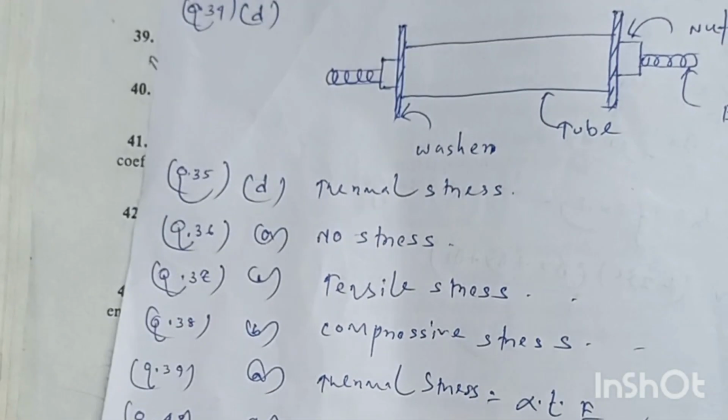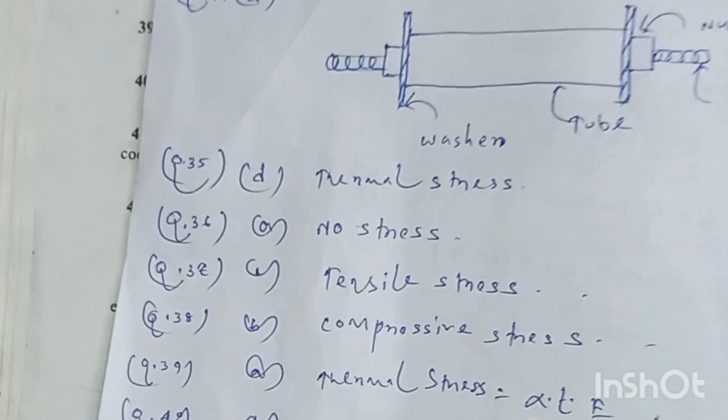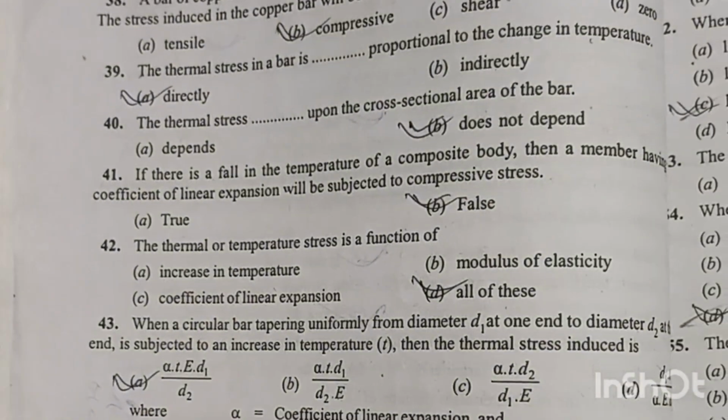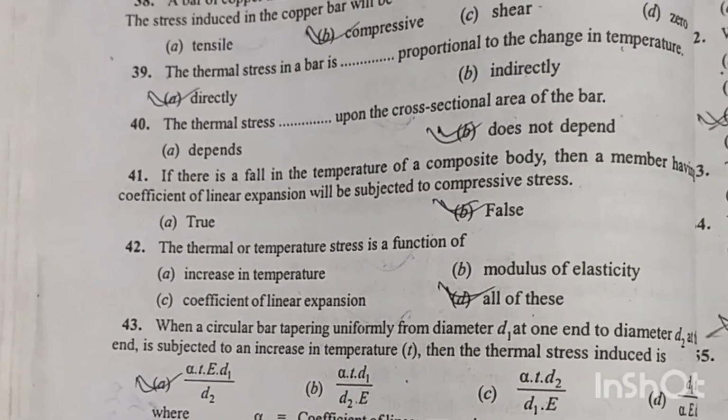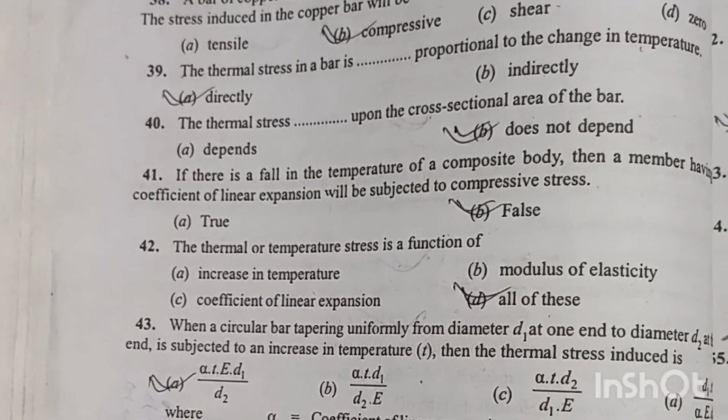Here thermal stress does not depend on the cross-sectional area of the body, so option B is the correct answer. Thermal stress does not depend upon the cross-sectional area of the bar.